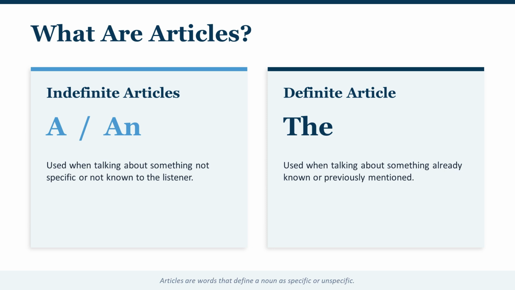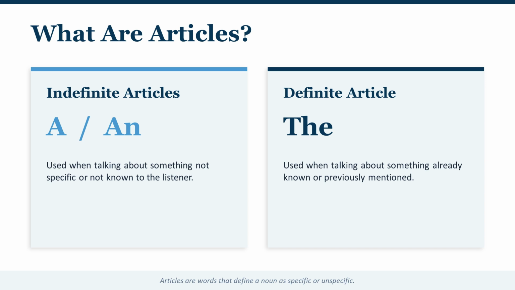So what exactly are articles? Articles are small words that come before nouns. They help us understand whether we are talking about something specific or something general. There are two types of articles. First, we have the indefinite articles, which are a and an. We use a or an when we are talking about something that is not specific or not yet known to the listener. Second, we have the definite article, which is the. We use the when we are referring to something that both the speaker and listener already know about, or something that has been mentioned before.